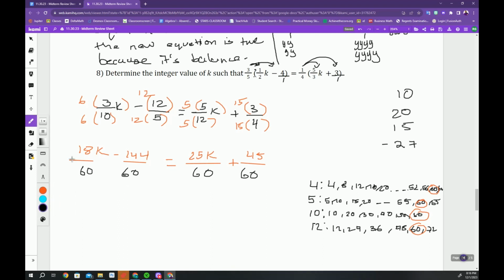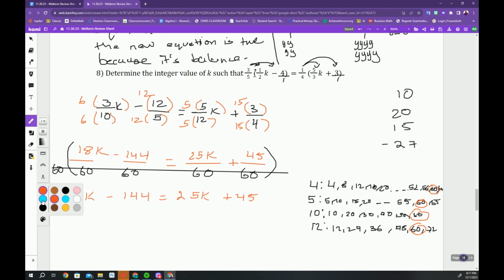Now, we have all the denominators the same, and I love this. Why? Because we can now eliminate them. Remember, denominators are in a fraction. Fractions mean division. So if we do the inverse operation of division and multiply the whole equation by 60, that will cancel out every single denominator. Now we're left with 18k minus 144 equals 25k plus 45. All we have to do now is get all the constants on one side, all the variable terms on the other side, and solve for k.